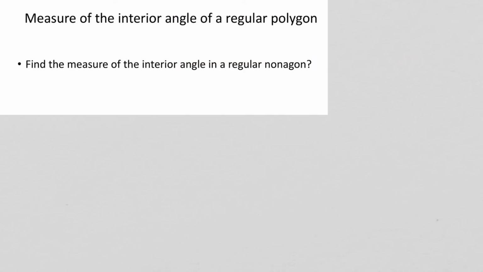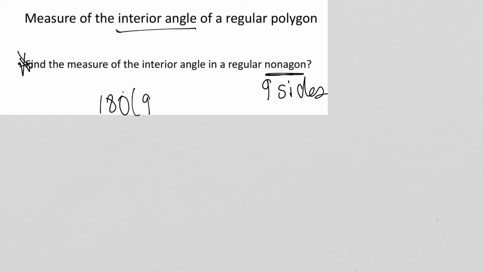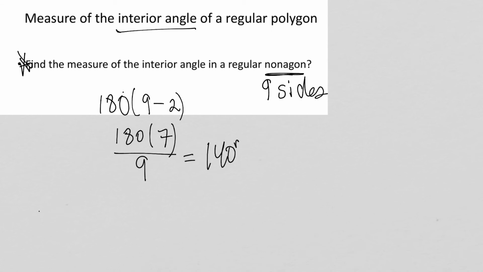All right, moving on. What if I want to find just one inside angle of a polygon? What would I do? So here's an example. Find the measure of an interior angle of a regular nonagon. A nonagon has 9 sides. So I'm still going to do the same thing, 180 times n minus 2. But the extra piece here is that I'm going to divide by how many sides I have. I'm going to divide this by 9 to get what one angle is inside. So one interior angle is 140 degrees, just one of them.